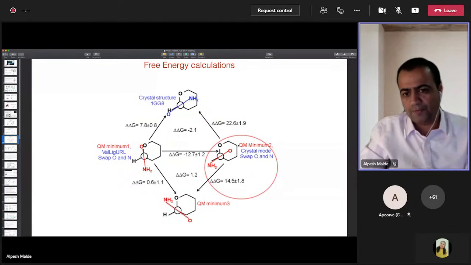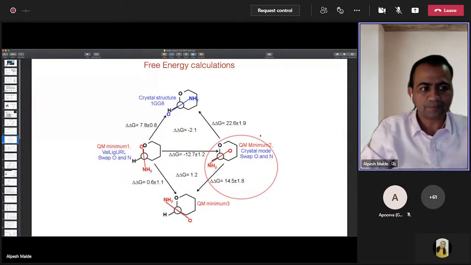Now to look at the cost of the free energy between this state and what was in the crystal structure, it is about 23 kilojoules per mole, which is very significant. It is telling me that if I take this state for my free energy calculation or drug design, it's likely to fail. I need to use this other state in the calculations.